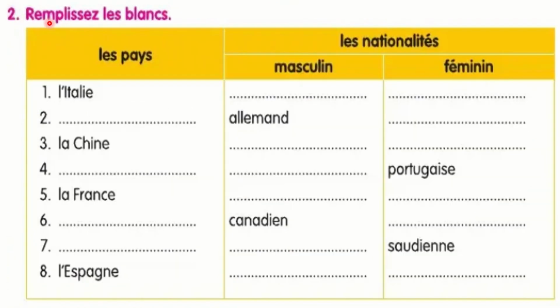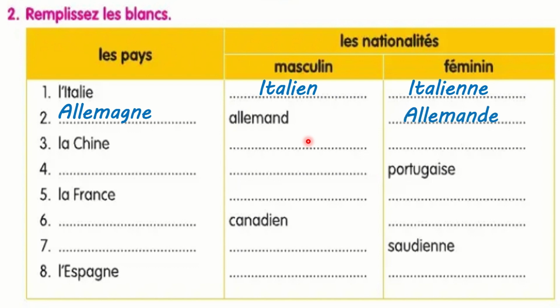So here we are the question number 2, that is remplissez les blancs, fill in the blanks. So in the column A we have the country, les pays, and in the column B are the nationality, les nationalités. It is subdivided into 2 other columns, masculin and féminin, that means masculine and feminine nationalities. So do remember the hints are given to us. The first part is l'Italie, that means Italy. So the masculine and feminine nationalities are Italien, Italian. Next we have Allemand, that means German. So the country would be Germany, Allemagne, and the feminine nationality is Allemande.